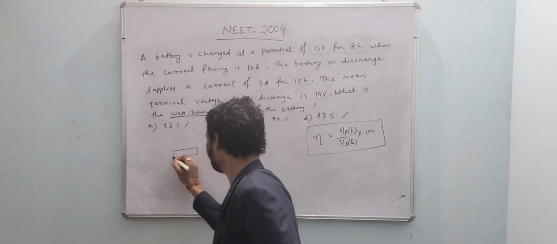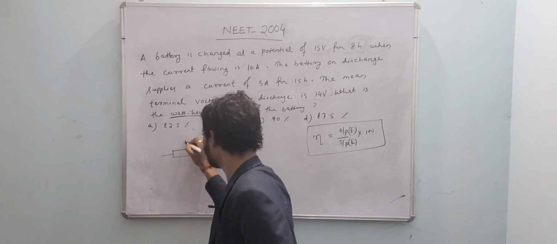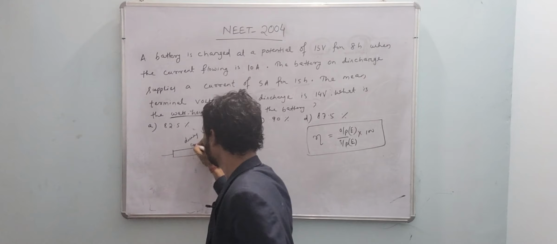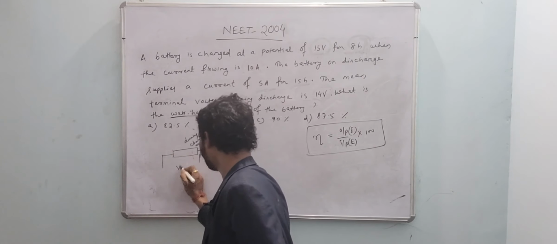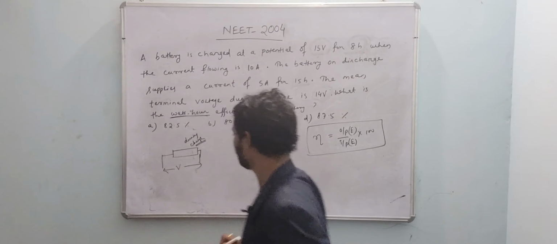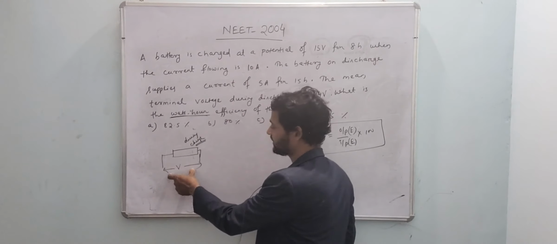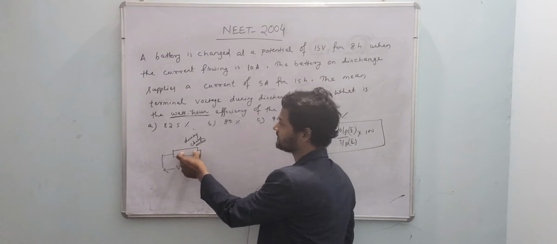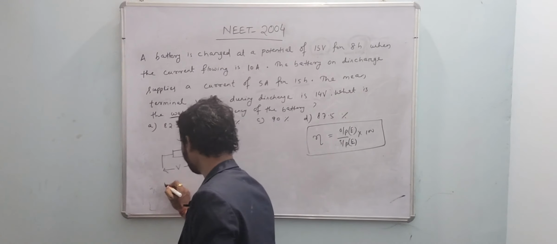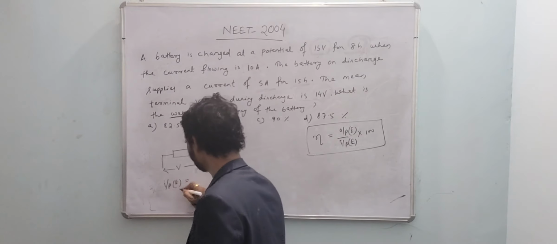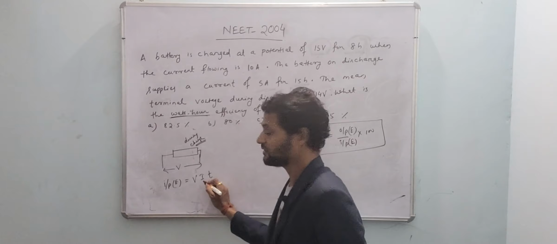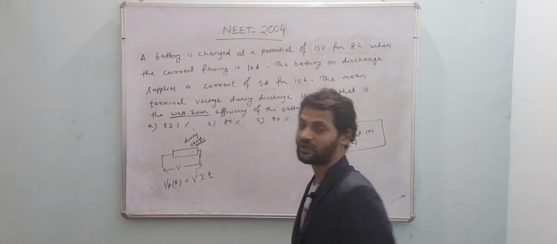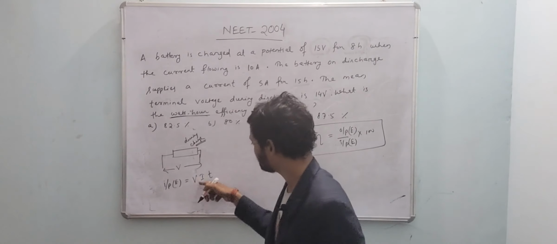So let this be a battery, and during charging condition, you are providing a power supply with some potential difference V. That means the battery is getting charged, so you can find out the input energy. What is input energy? Energy is power into time. What is power? VI. So what is the formula for energy? VIT. So here input energy is VIT.